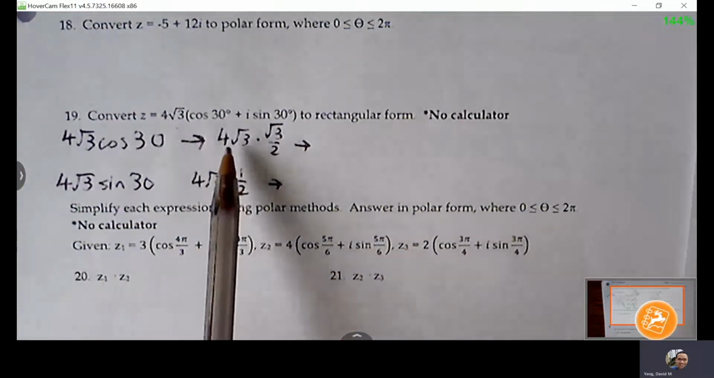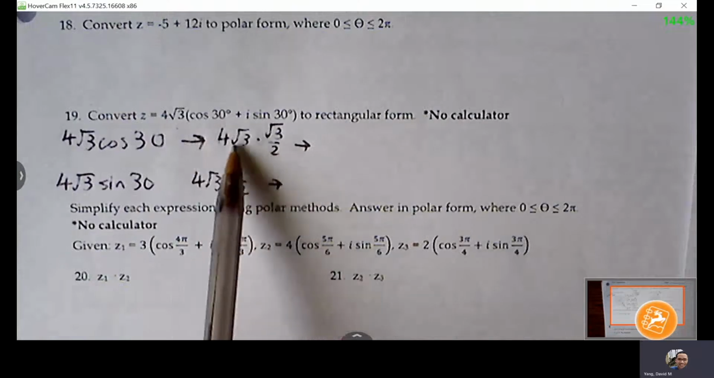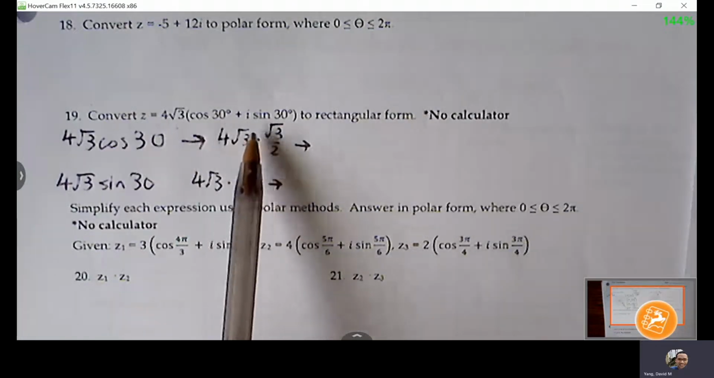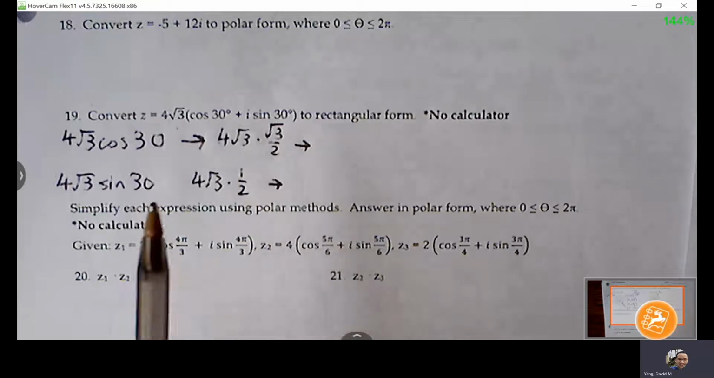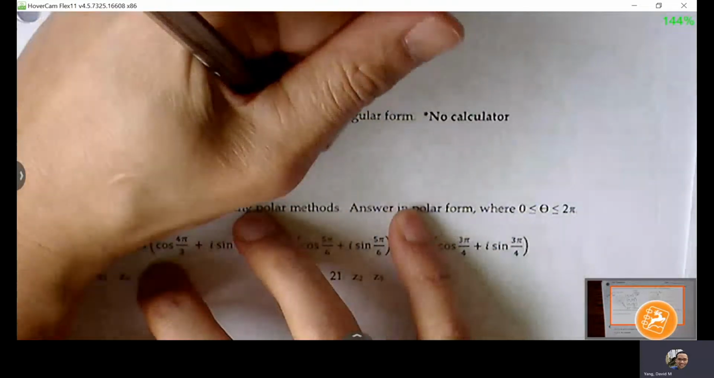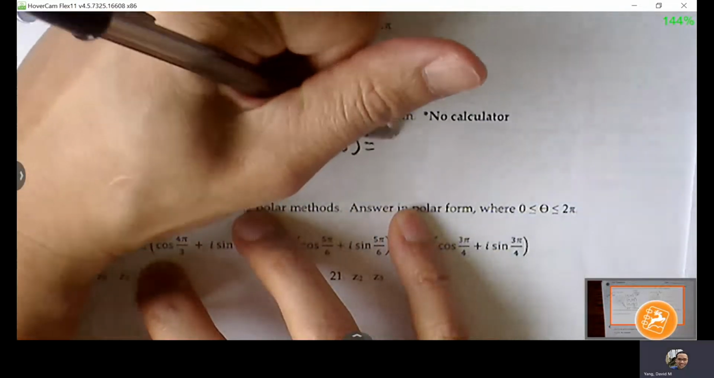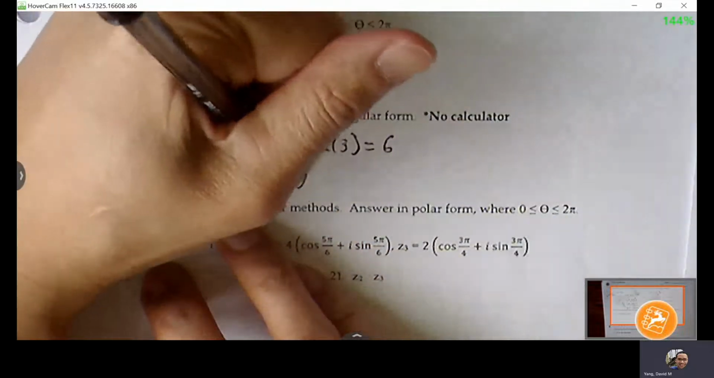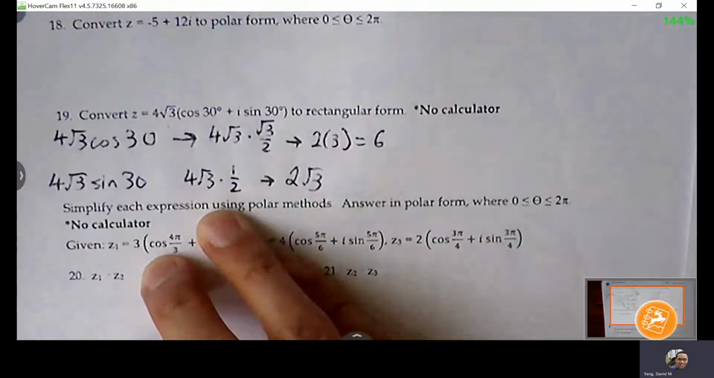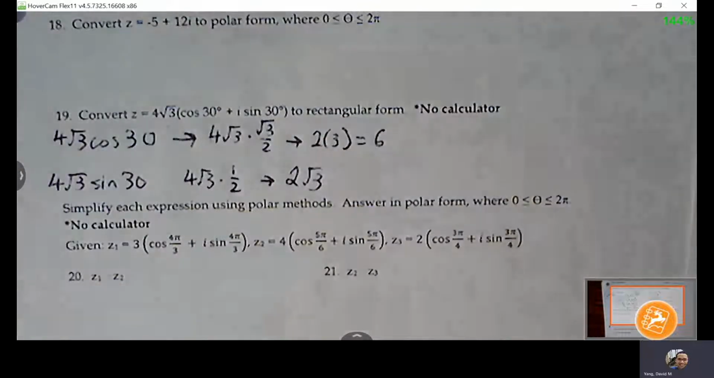Okay, do a little bit of cleanup. The 4 and the 2 can divide out to be just 2. The root 3 times root 3 is what? Just 3, right? So it's just 2 times 3, which is 6. Rectangular form means a plus bi.